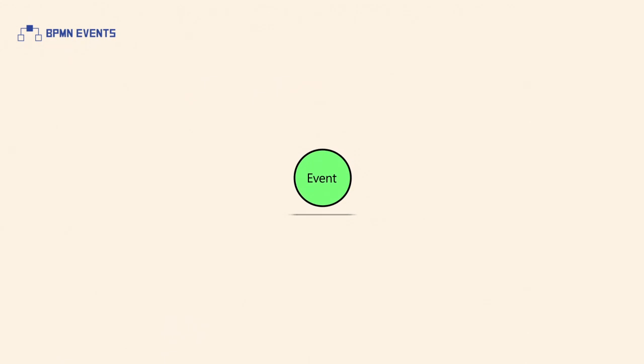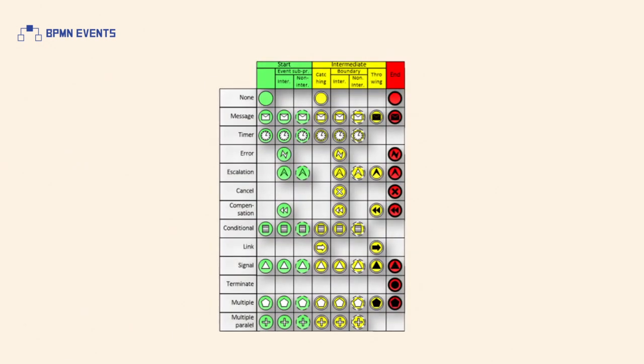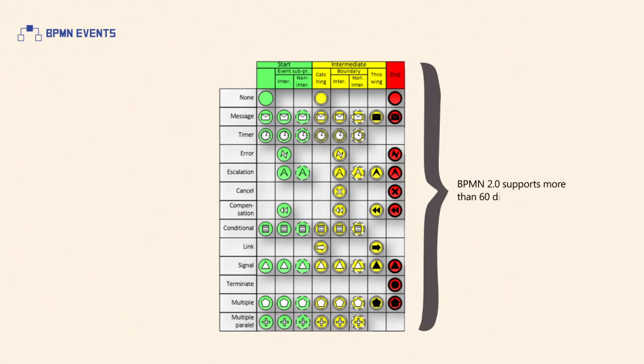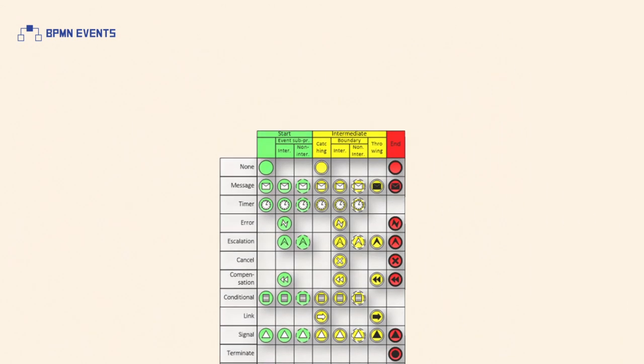A diversity of different types of events can appear in a business process, and BPMN is able to support the majority of them. In total, BPMN 2 supports more than 60 different types of events. BPMN events can be distinguished according to several criteria.